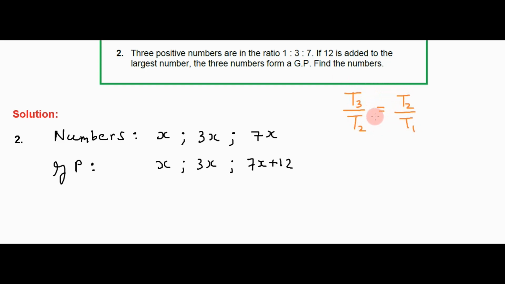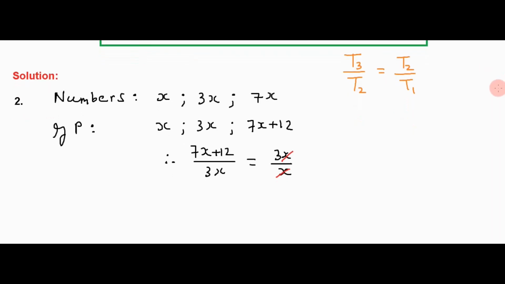So applying this property, term 3 divided by term 2 must equal term 2 divided by term 1. And on the right hand side here, the x's will cancel. So we're left with 7x plus 12 over 3x equals 3 over 1.